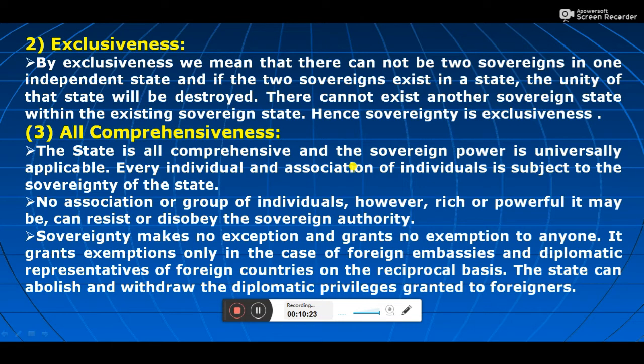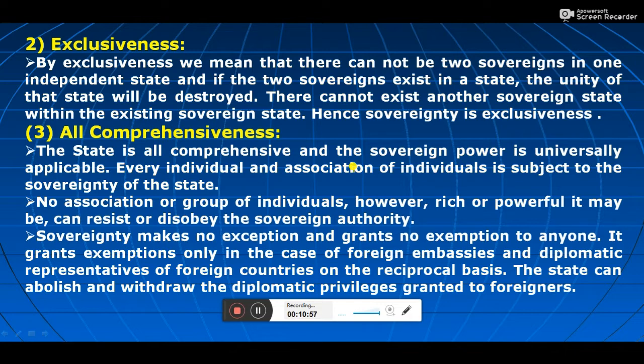Second one, exclusiveness. By exclusiveness, we mean that there can't be two sovereigns in one independent state. If two sovereigns exist in the state, the unity of that state will be destroyed. There cannot exist another sovereign state within the existing sovereign state. Hence, sovereignty is exclusive.